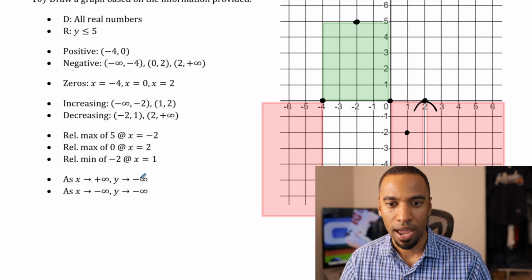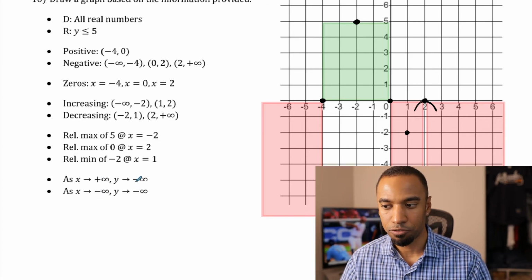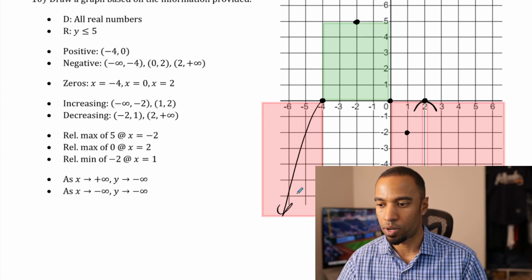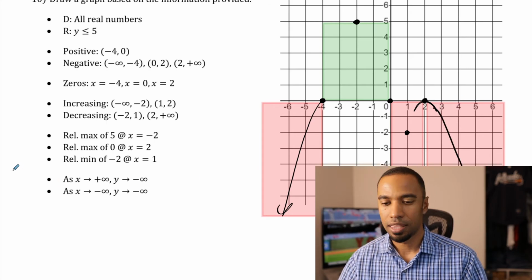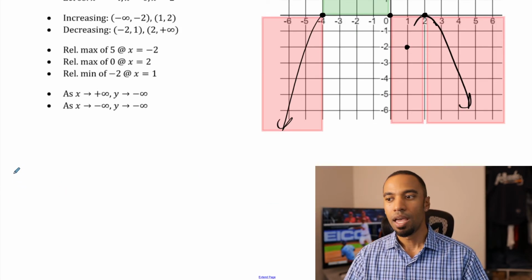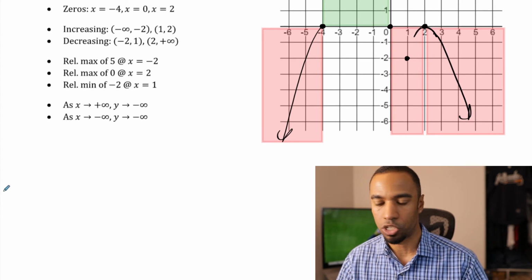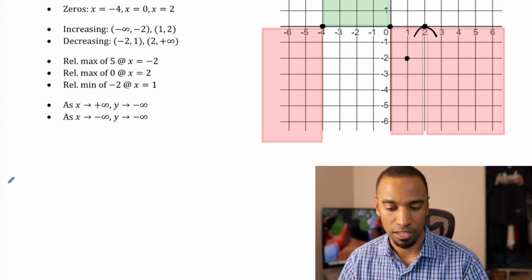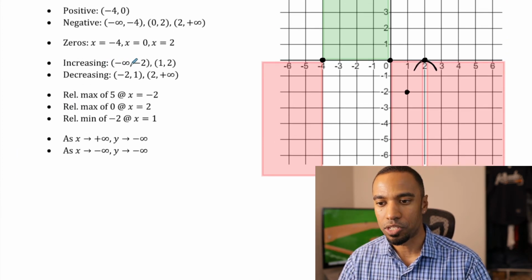As x goes forever right, y goes forever down. And as x goes forever left, y goes forever down. So we kind of also understand this notion right here, that it's going to be doing the forever bits here. I think we can officially get some points in drawing this graph now. Let's take a look at the maxes and mins again, or the increasing, decreasing again.